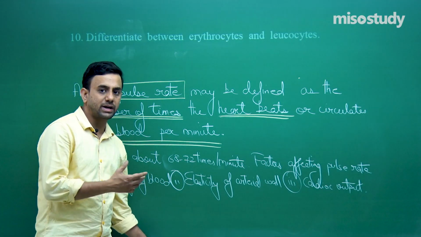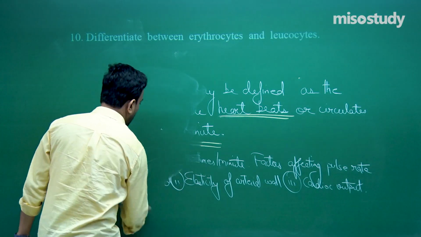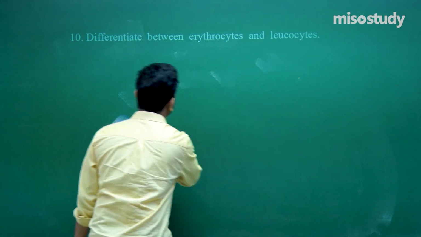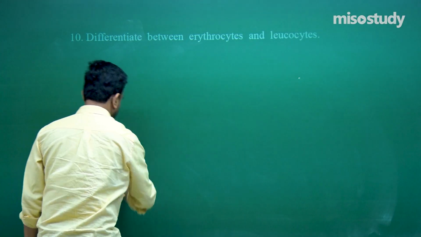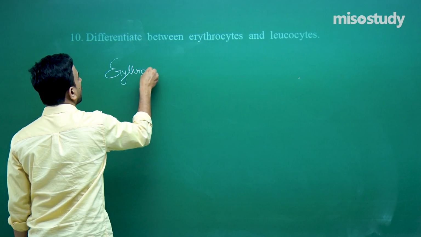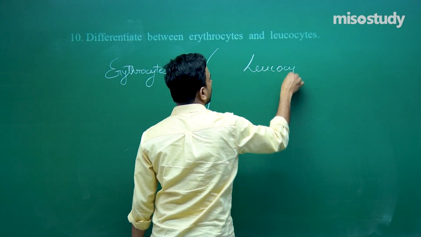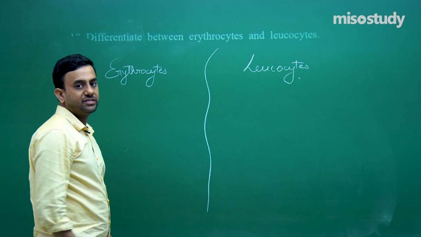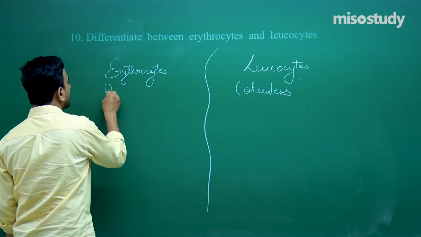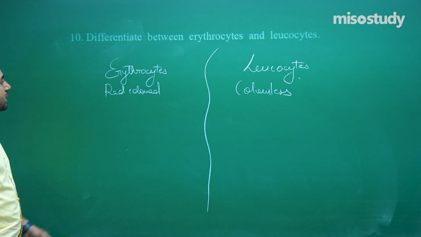Differentiate between erythrocytes and leukocytes. Okay. Quickly we will mention the differences between them, the 5-mark question. The leukocytes are colorless. The erythrocytes are red colored. Why? Because of hemoglobin, right.